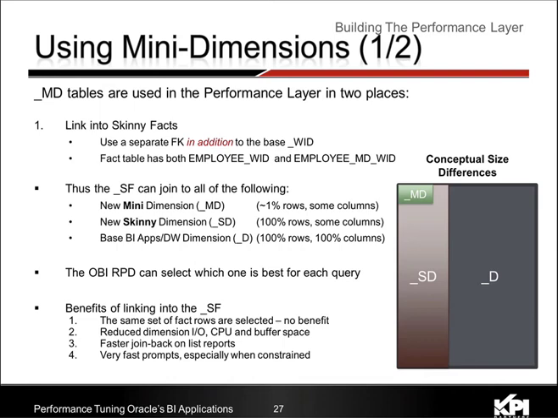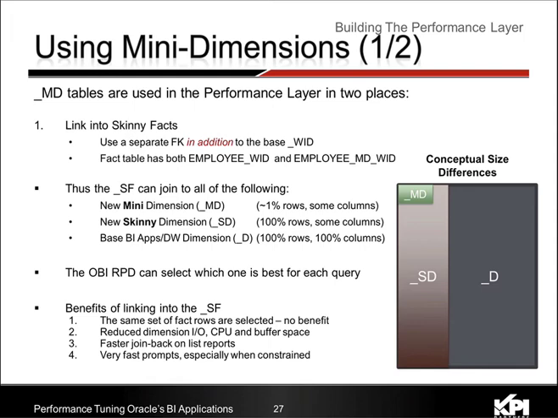So how do we use these? Right? We can use the mini dimension table in 2 different places in our performance layer. We can link into skinny facts. Right? So we have a separate foreign key in addition to the base foreign key. So in other words, in our skinny fact table, we might have employee WID and employee mini dimension WID. We can have both of them. And what we'll do is we will let OBI figure out which is the best one to use based off of the query. We give OBI that flexibility. That's what OBI is fantastic at doing. So let's let OBI figure it out for us.